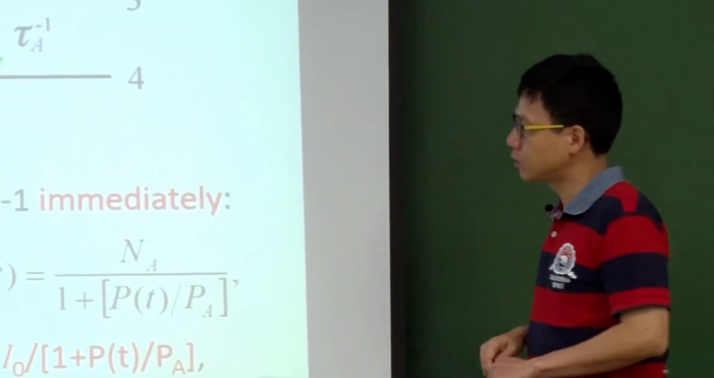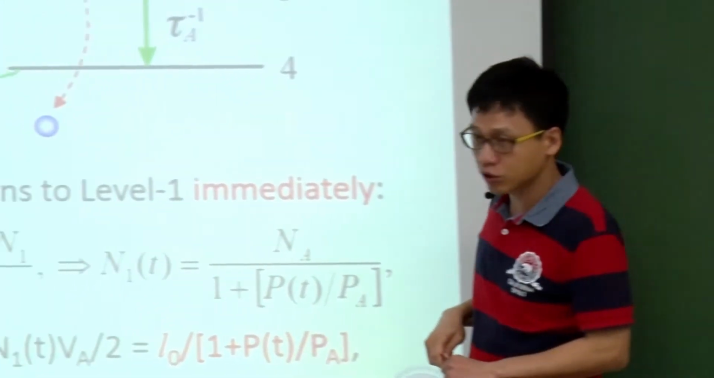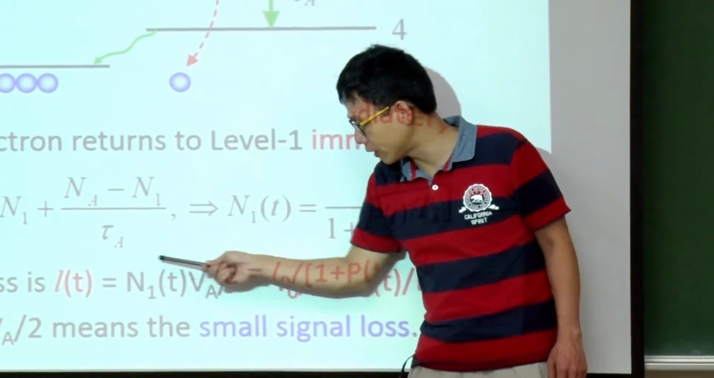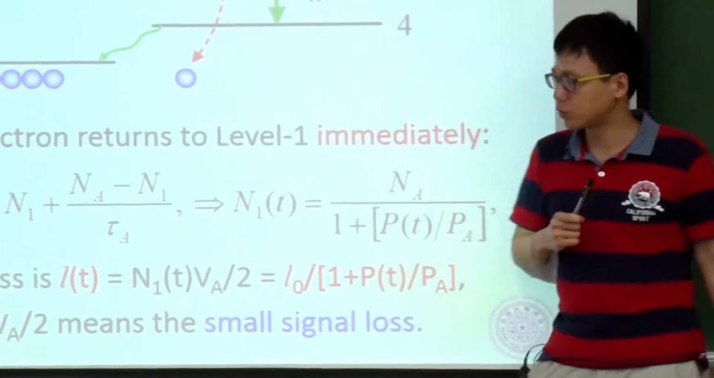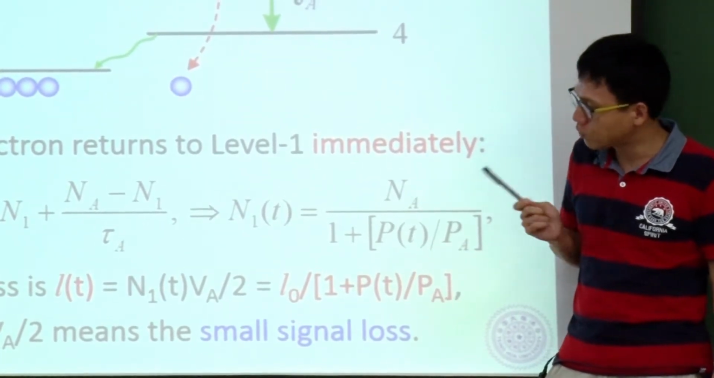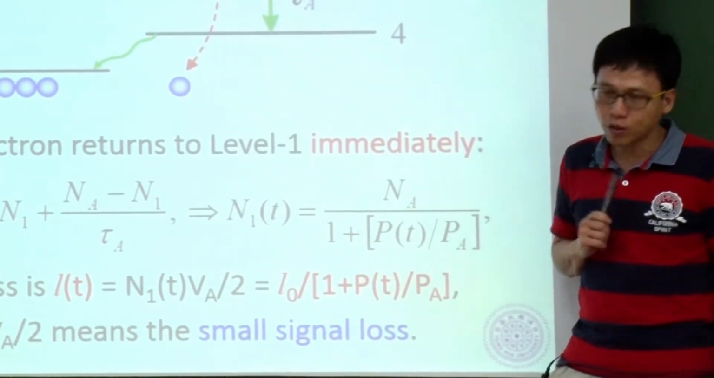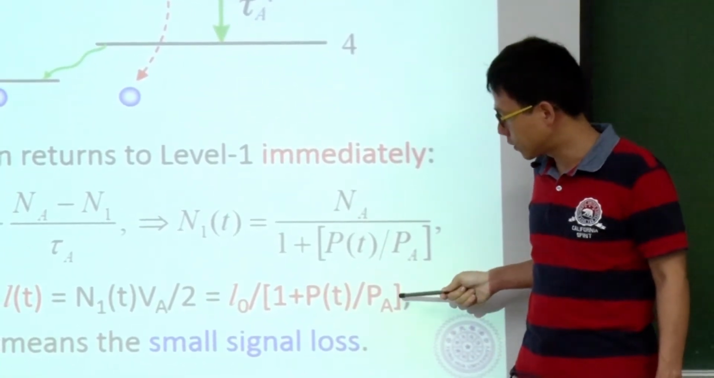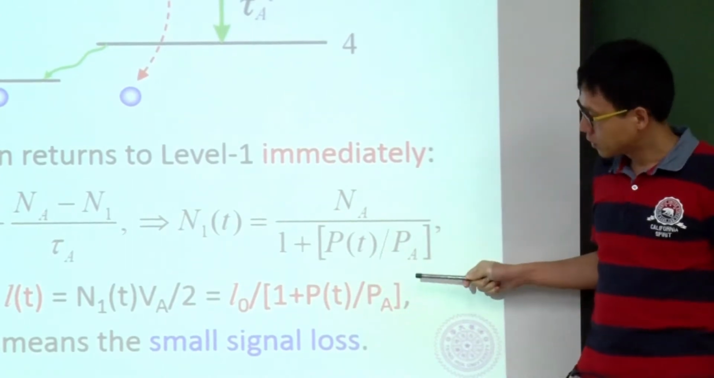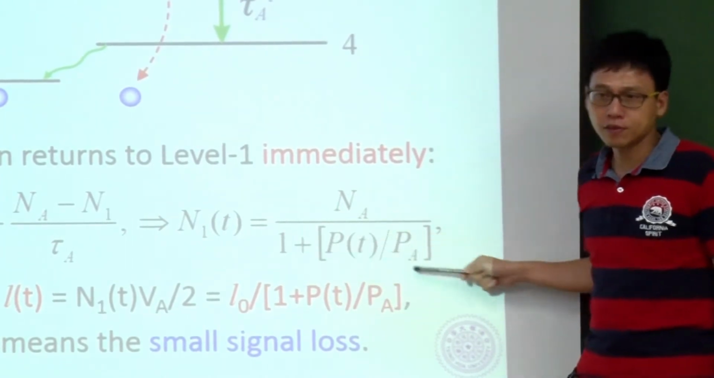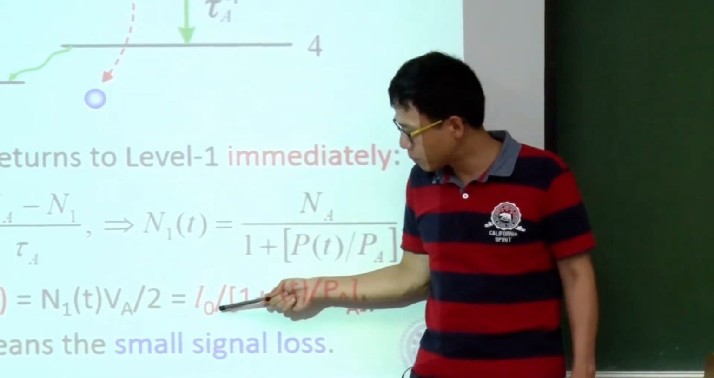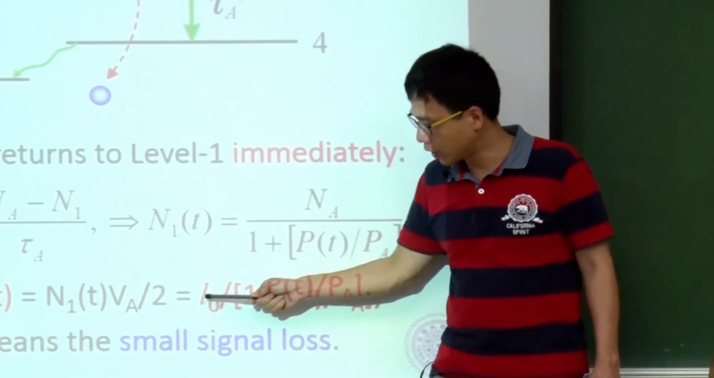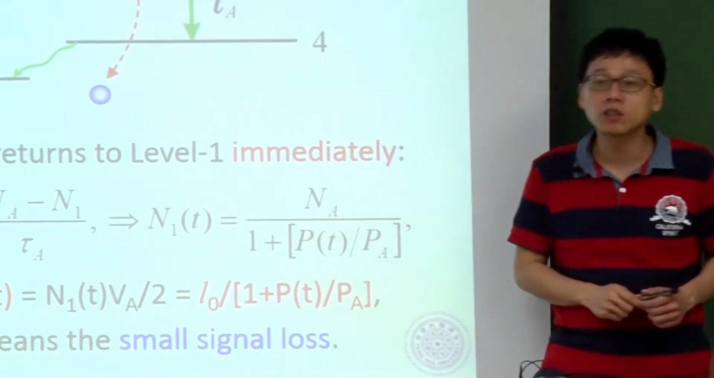And if you borrow the definition we introduced before, the loss coefficient is related to N1 by this simple relation multiplied with VA over constant 2. Then you can write down the dynamic loss coefficient L as a function of t, which is equal to this. The denominator is the same. You only have to replace the numerator from Na to L0. L0 is the small signal loss.